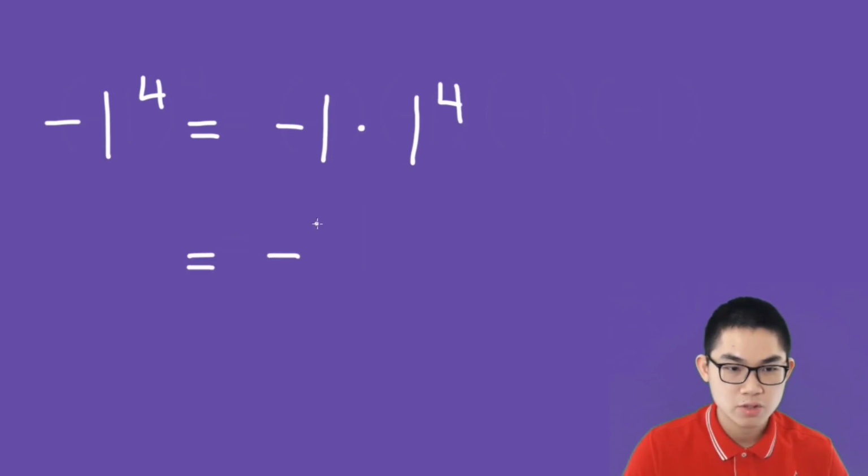What is minus 1 to the power of 4? This is equal to negative 1 times 1 to the power of 4. That's equal to negative 1 times 1 to the power of 4 is 1. So negative 1 times 1 gives you negative 1.